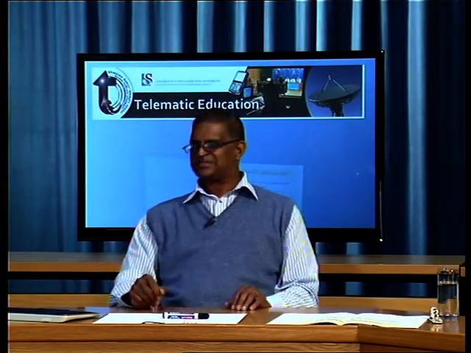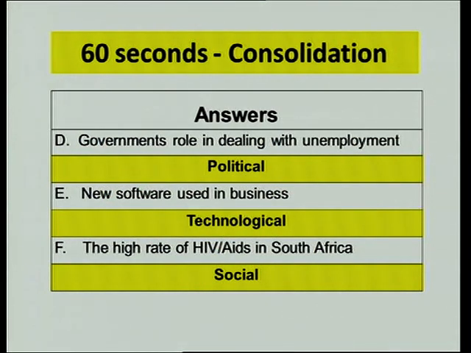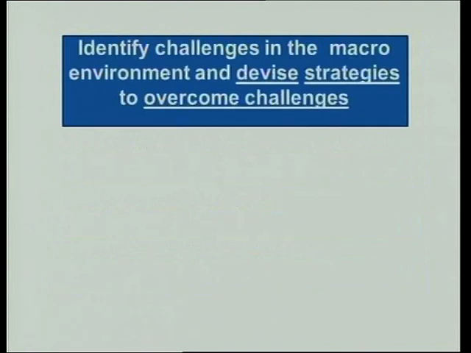Thank you. Right, let's continue. There's the answers: environmental, legal, economic, political, technological, and then finally social, as you rightly indicated. Right, so now we've identified the challenges in the macro environment. The next thing we need to do is devise strategies to overcome the challenges.